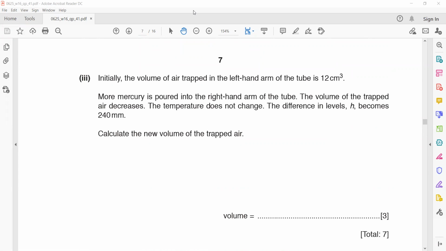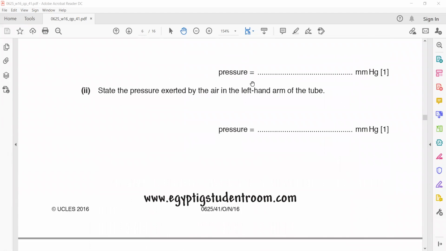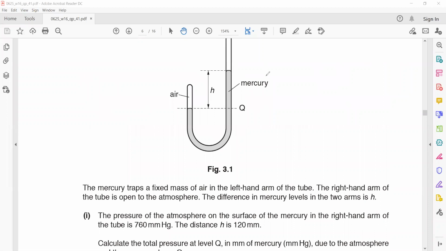The initial volume of the air which was trapped is 12. So that is V1. And what was the initial pressure? That was 880 millimeters of mercury. More mercury is poured into the right hand side, the volume of the trapped air decreases, the temperature does not change, the difference in the level H becomes 240. So if the difference here becomes 240, when we add more mercury, this height becomes 240.